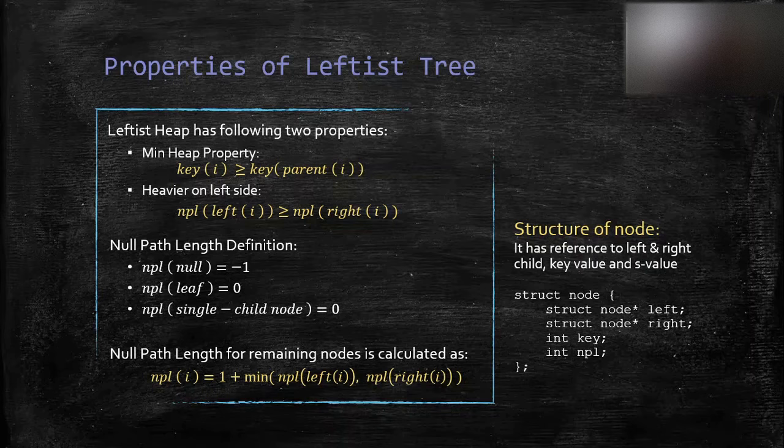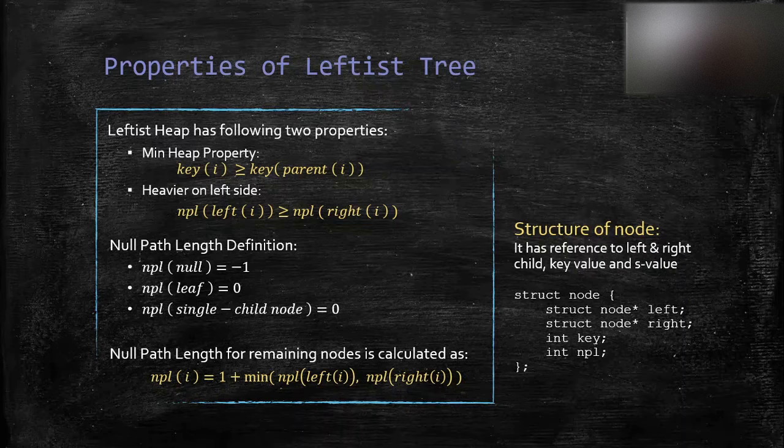There are three definitions for null path length, which are basically simple. The NPL of null is -1 because the node does not exist. The NPL for a leaf is 0, because after a leaf there is nothing, null, so its minimum distance would be 0. And the NPL for a node with a single child is also 0, because according to the property we can swap the children, and on the right side of that node there would be a null. So for that also the NPL is 0.